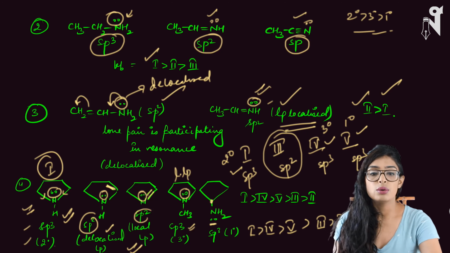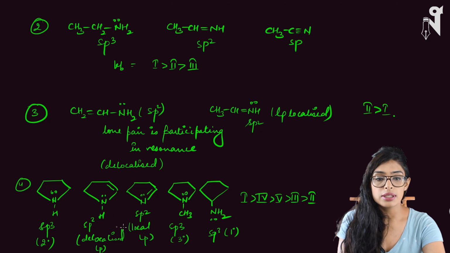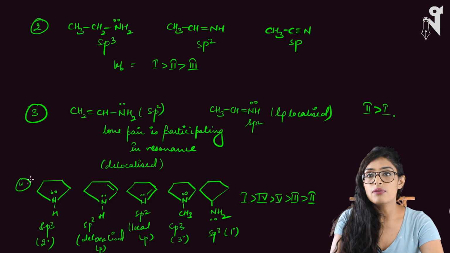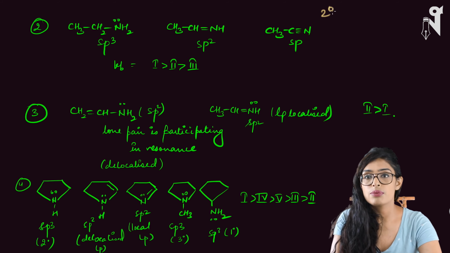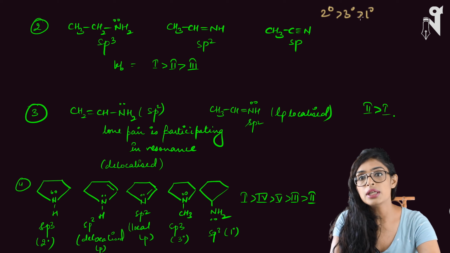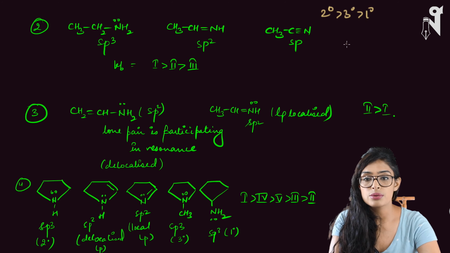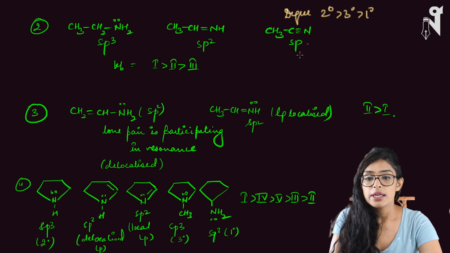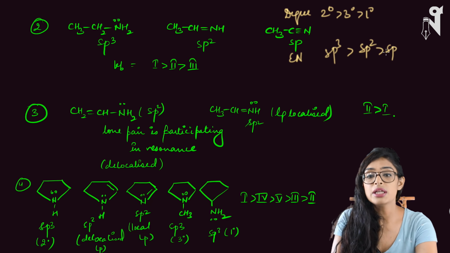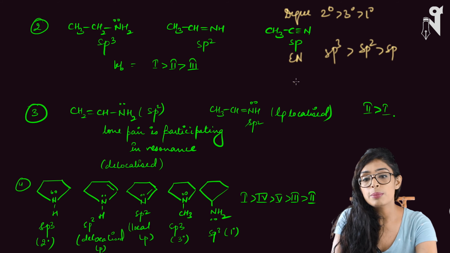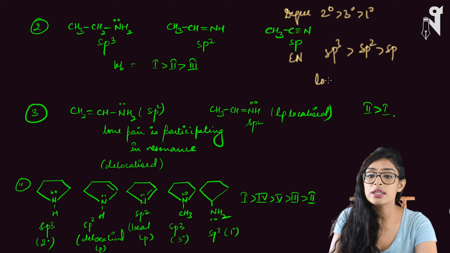First of all, I have already written all this over here. We should know along with the degree. Degree is secondary, tertiary and primary, which we have to consider for the basic strength order. So this is according to the degree. With respect to electronegativity, sp3 is most basic, then sp2, then sp. And with respect to the localization of the lone pair, a localized lone pair is more basic than the delocalized one.